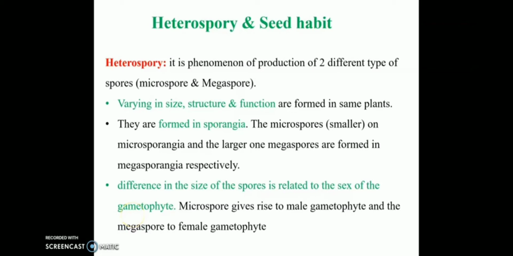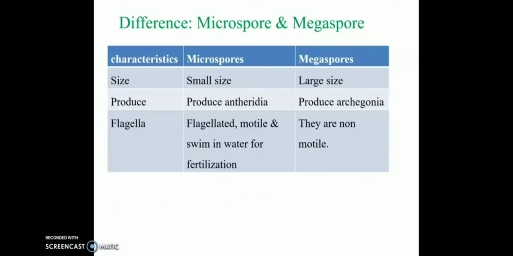The microspores are smaller and are formed in a microsporangium, and the larger one is a megaspore, which is formed in a megasporangium, respectively. Differences in the size of the spores are related to the sexes of the gametophyte. Microspores give rise to the male gametophyte, whereas megaspores give rise to the female gametophyte. The difference between microspores and megaspores is the size.